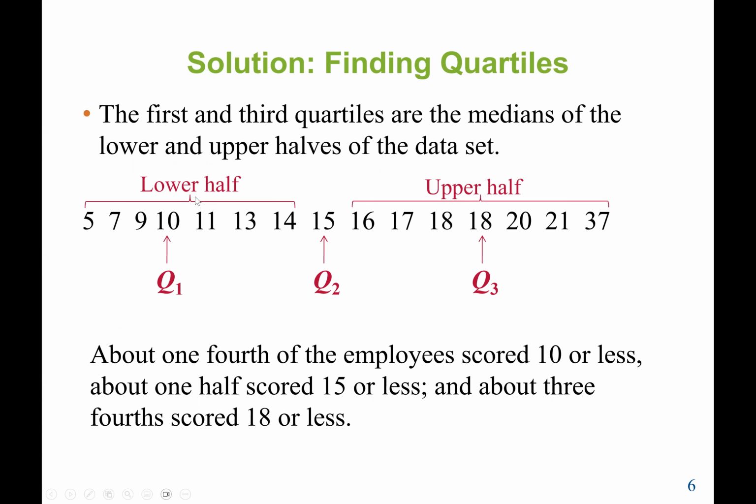So to find Q1, we went to the lower half section and we're able to get the middle value, which is 10. Then for Q3, we go to the upper half, and in the upper half section, the middle value is 18. So here we say about 1/4 of the employees score 10 or less, about 1/2 score 15 or less because it's the middle, and about 3/4 score 18 or less. So 18 and everything to the left will be 3/4 of the data set.